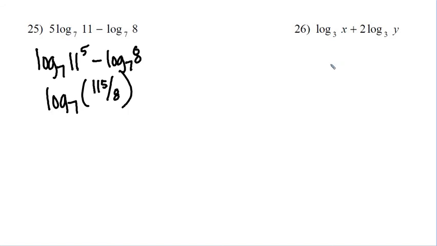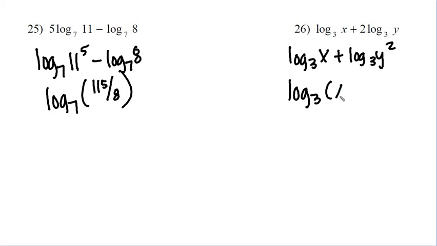Same process with number 26. I need to move this 2 back up as an exponent. So I have log base 3 of x plus log base 3 of y squared. And again, the product rule says that I can write the sum of two logarithms as the product of their arguments. So log base 3 of x y squared.